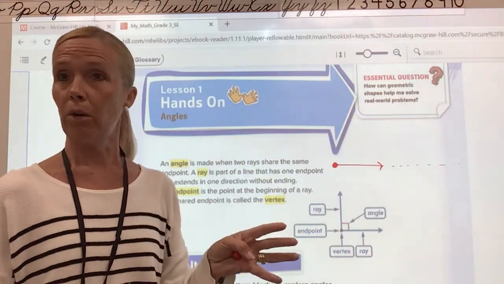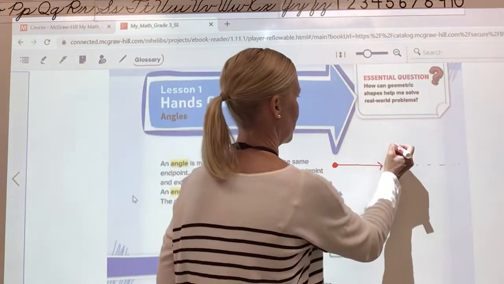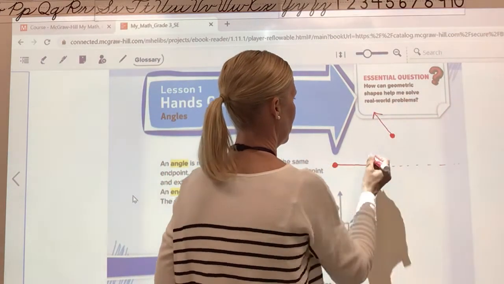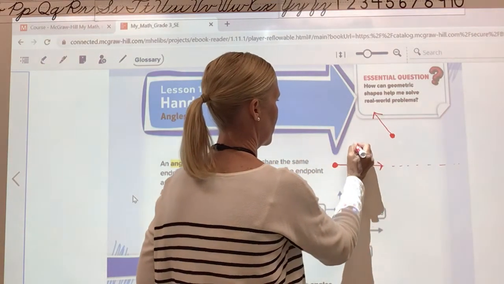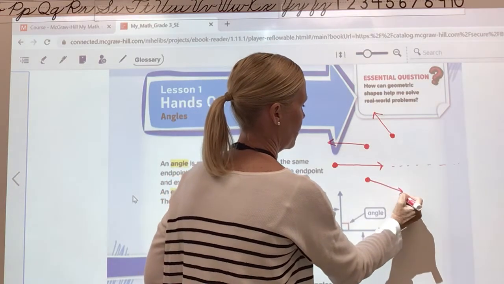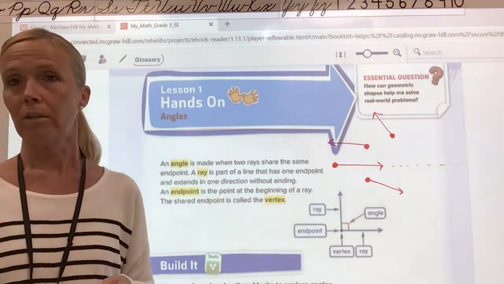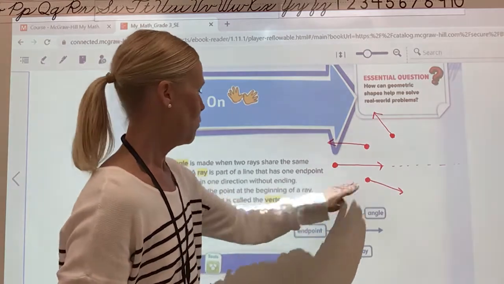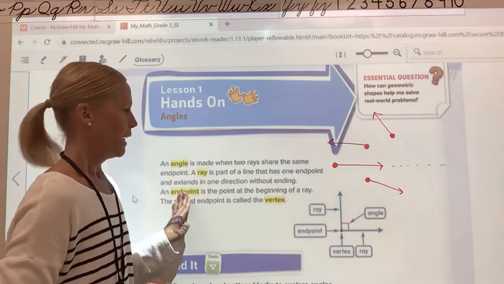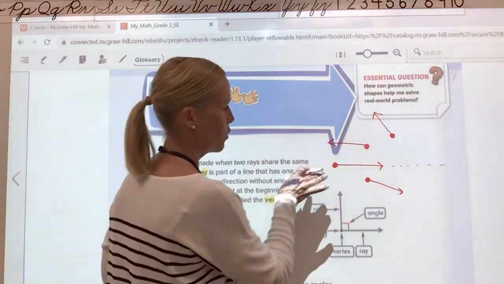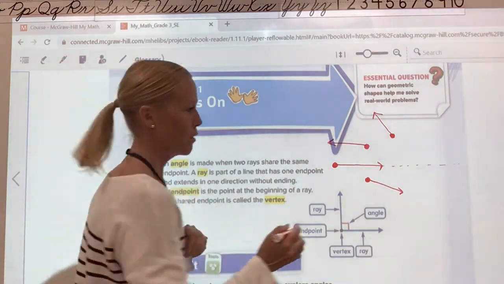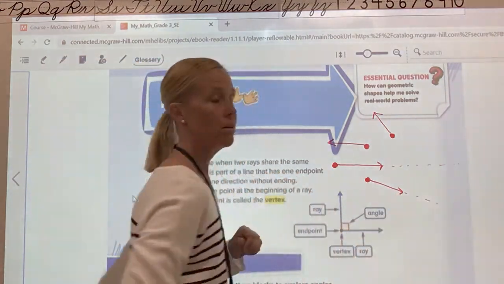Now a ray can go in any direction. I can have it here, and it could angle up this way. I could have it here, and it goes this way. I can have my endpoint here, and it can go this way. So a ray can go in any direction. So it has an endpoint. That was one of our vocabulary words. An endpoint here, and it goes out in any direction. The arrow's telling us and representing that it goes on and on.